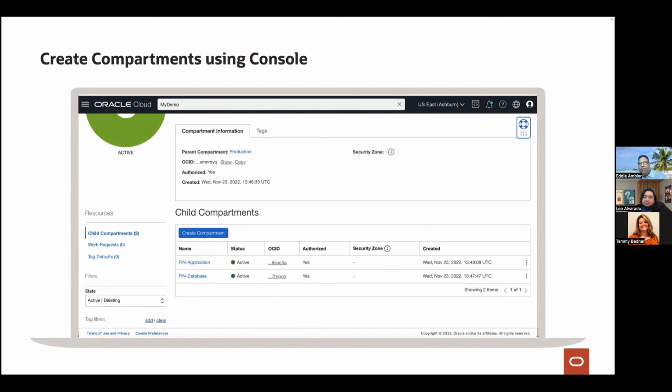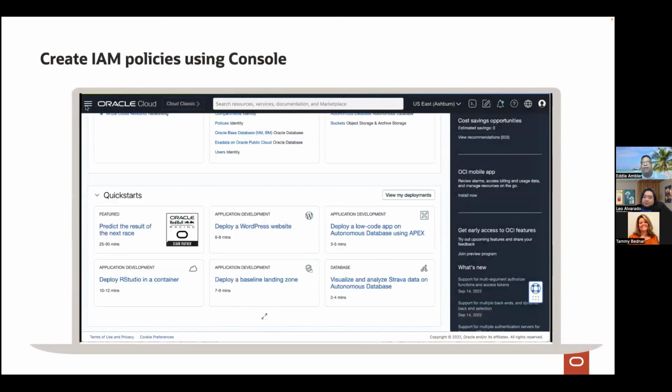So let's talk about the other half, right? So this is the compartment half. What about, how hard or how easy is it to create the policies that give us permissions?